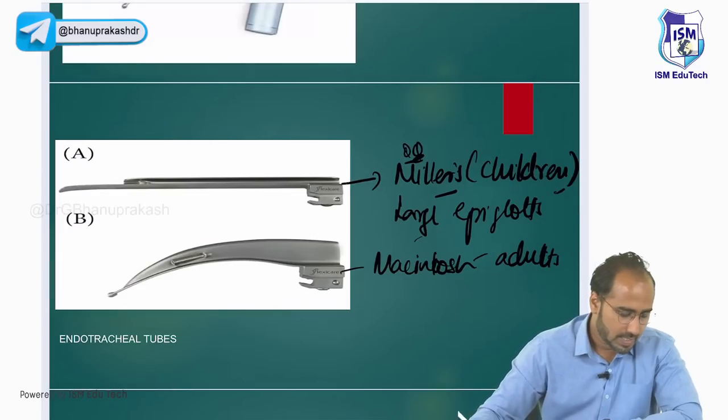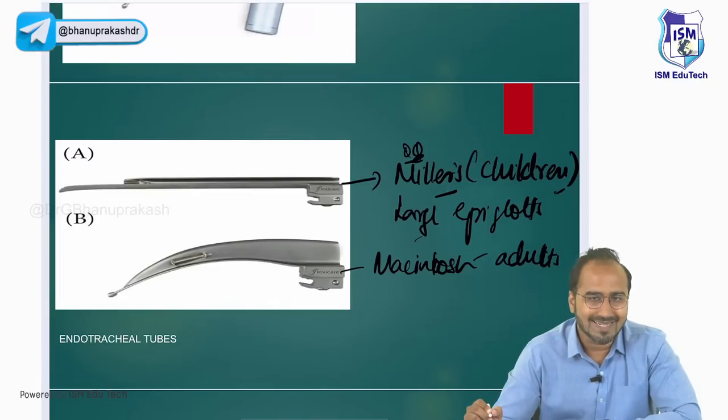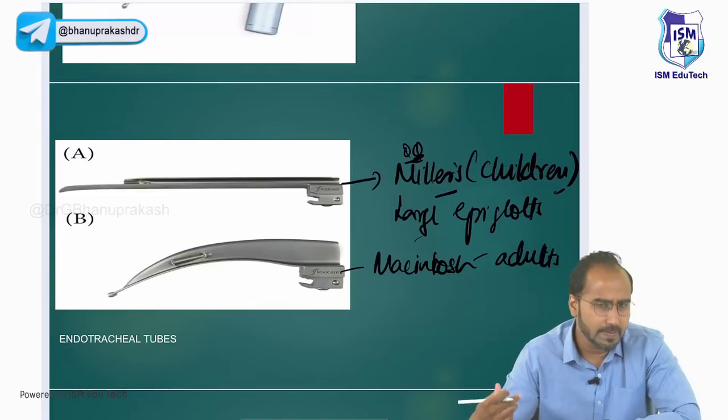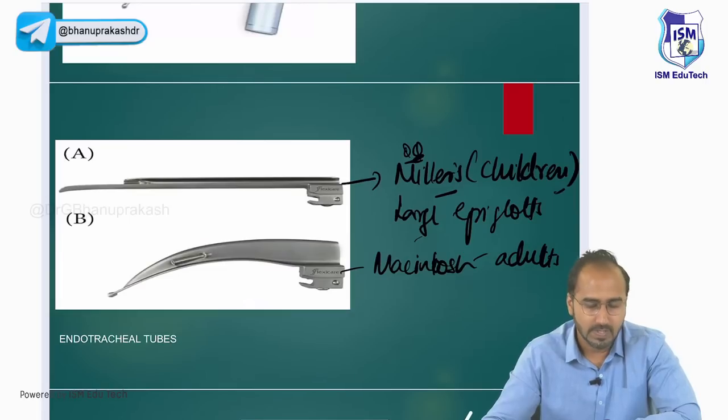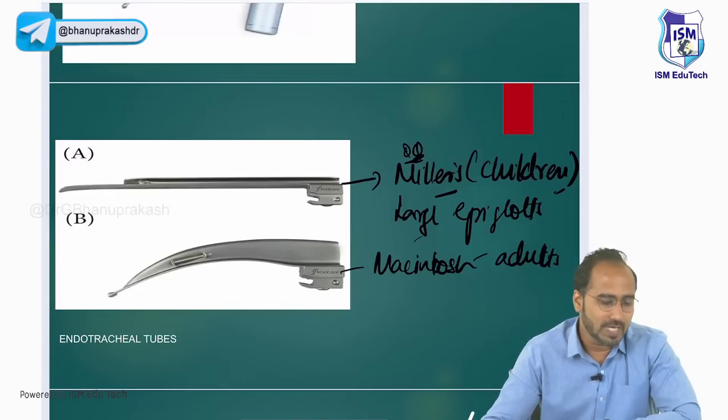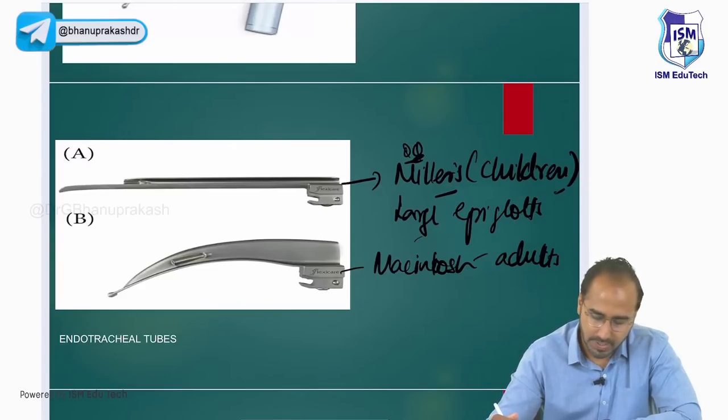Guys, can anyone tell me which is the shortest acting muscle relaxant and which is the longest acting muscle relaxant? Shortest acting non-depolarizing muscle relaxant. Mivacurium, shortest acting. Longest acting non-depolarizing is what, guys? Doxacurium.